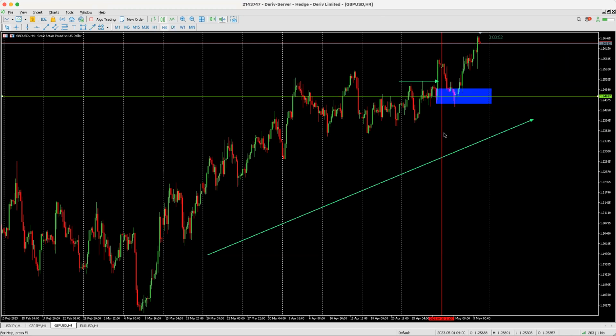What other confirmation do we have? I can also see that below here there's an imbalance, like that. So sometimes price will give you a break of structure, they'll mitigate, but they won't stop at the 50% line. They want to test that imbalance before the move goes up. This is what happened this week.